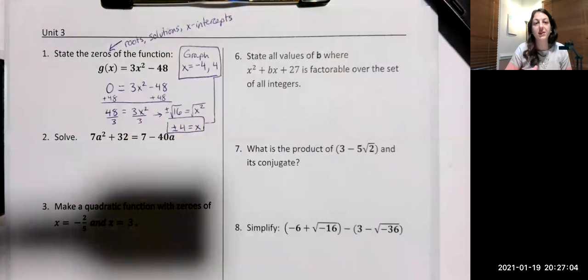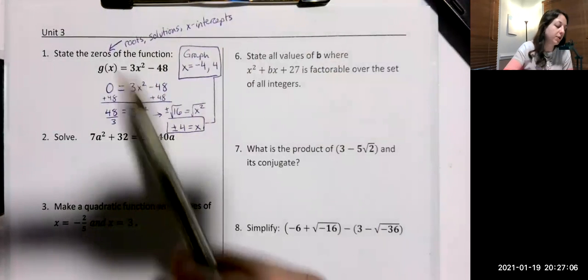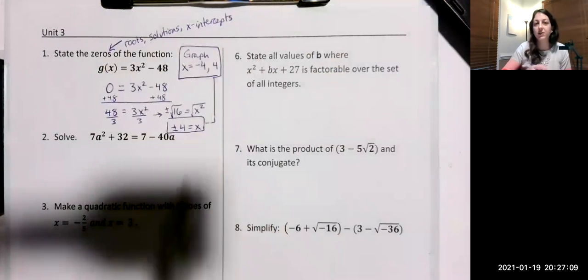But the thing to remember is the vocabulary could change. So you have to know that zeros, roots, solutions, x-intercepts all mean that you're looking on a graph for where the graph touches the x-axis.